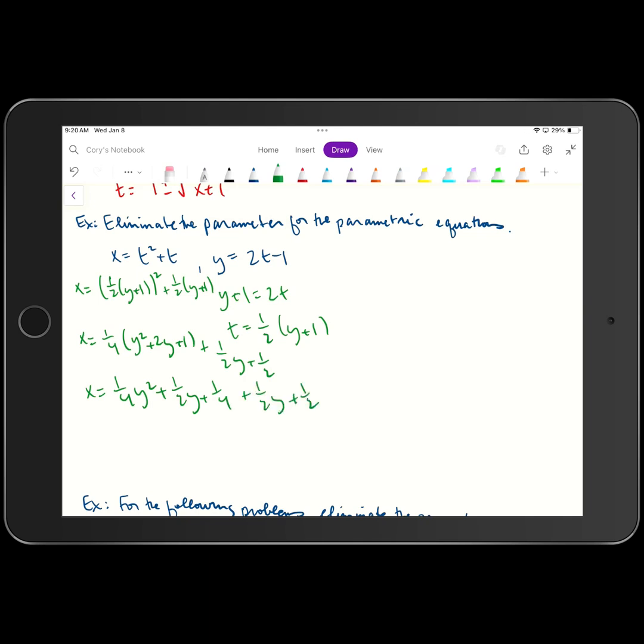And then lastly, when I combine like terms, we get x equal to 1/4 y squared plus y plus 3/4, since 1/2 y plus 1/2 y is y, and 1/4 plus 1/2 is 3/4. Okay, and there we have eliminated the parameter.